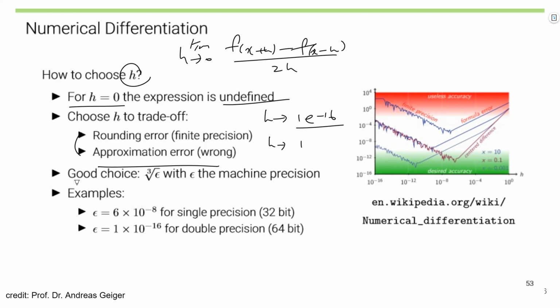And it is known that a good choice of h is the cube root of epsilon, with epsilon the machine precision. For a 32-bit computer, epsilon is known as 6 times 10 to the power of minus 8. And for double precision computers, like 64-bit computers, it is known that epsilon is 10 to the power of minus 16.